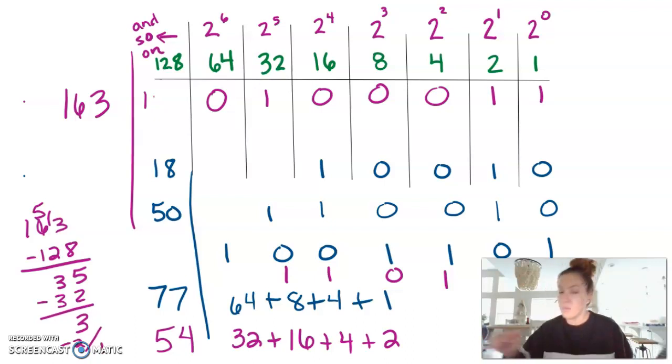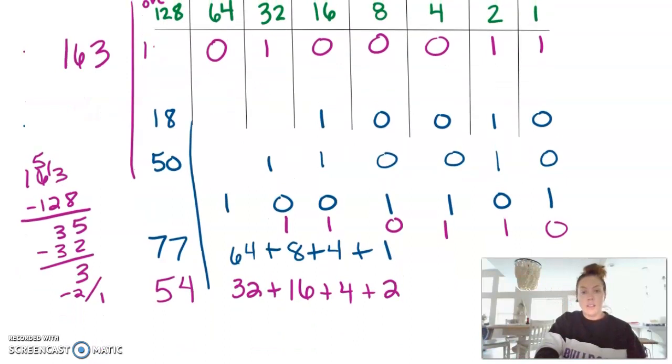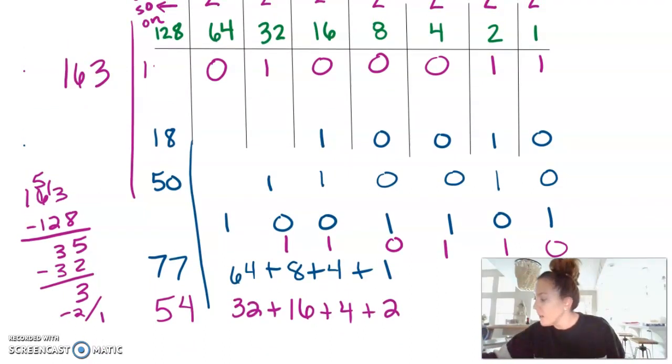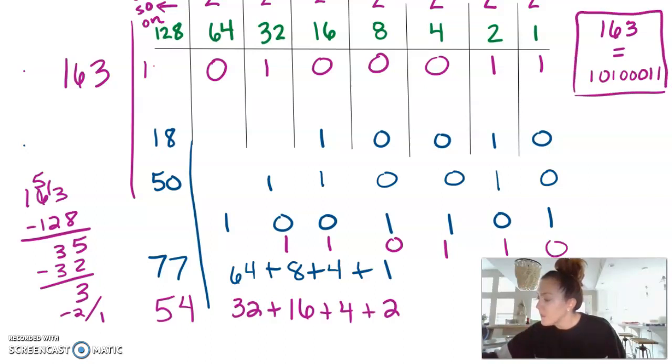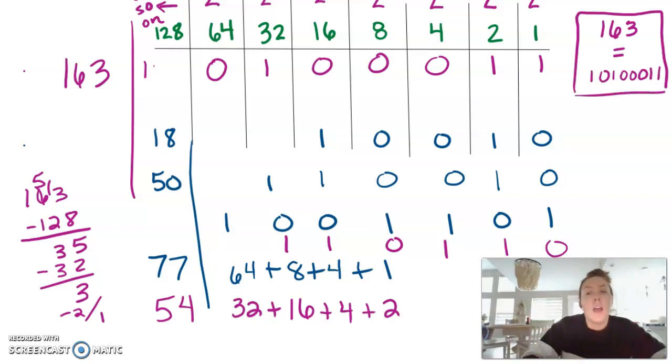So what that is really saying is that 163 can be written as 10100011. So 163 is in base 10, and 10100011 is in base 2. All right, so you go ahead and give yours a try, and good luck.